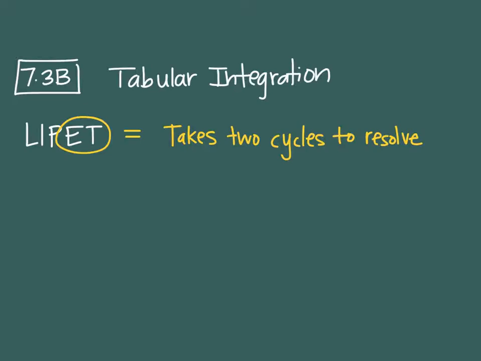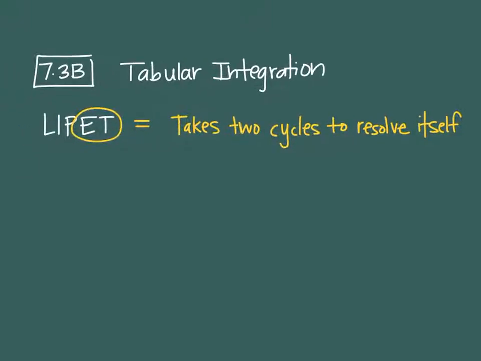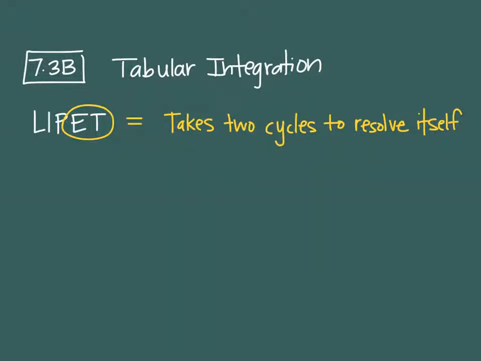So the ET combination takes 2 cycles to resolve itself, and there is really no way around that. And then what you guys were also pointing out was the PET combination.